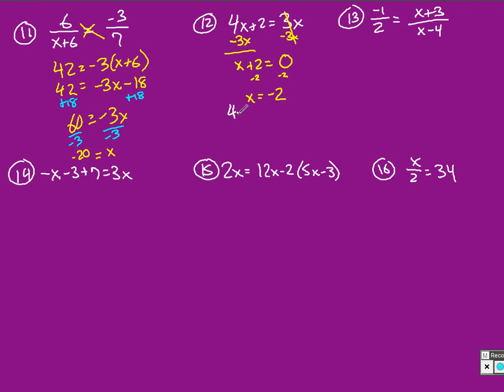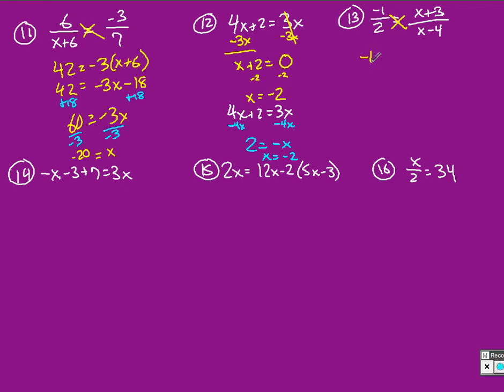Your other option, if you noticed that there's no number on the right-hand side, well, if I subtract 4x here from both sides, then I'll have just 2 equals negative x, divide both sides by negative 1 to get x equals negative 2. Both ways work just fine.